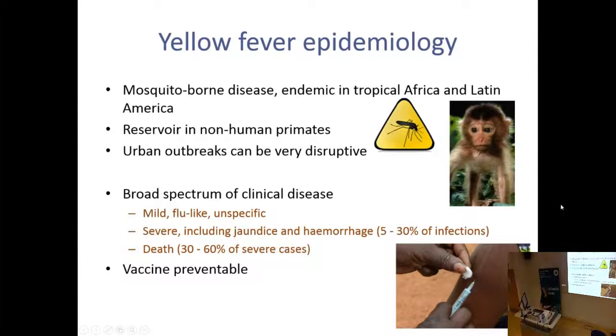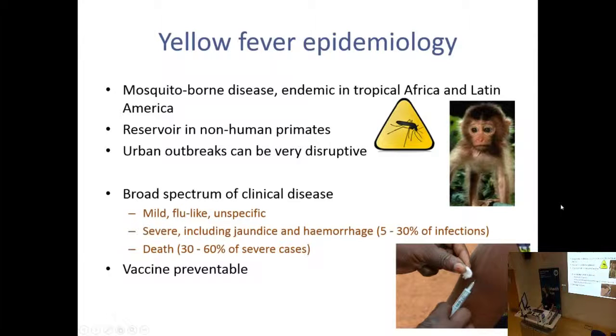And we can have sylvatic cycles where humans are infected accidentally and the infection goes nowhere because they're not bitten any further. But if this is introduced into urban areas, into large human population centers, these outbreaks can be really quite disruptive. In fact, there was a very large outbreak of yellow fever in Angola, which started in the capital last year. It was probably the largest yellow fever outbreak in 30 years.